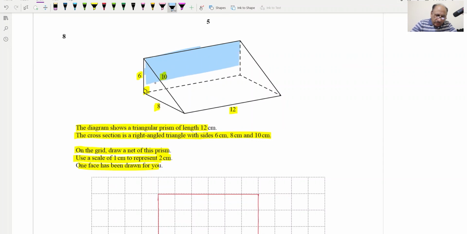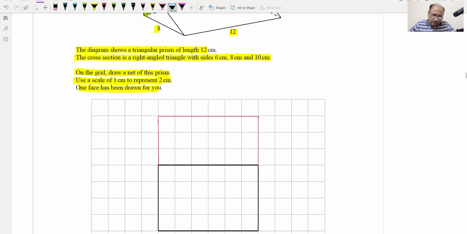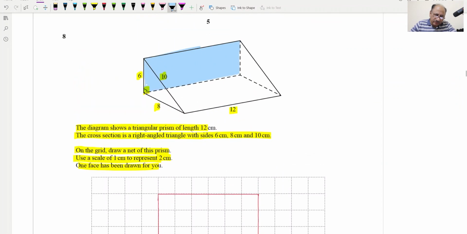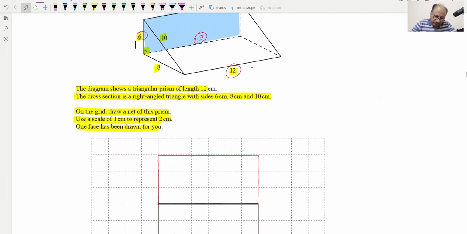Hopefully you are understanding. This is the 6 and 10 side which we have drawn, and then this is 6 and 12 side. Yes, this is the 6 and 12 side, not 10. So this side is 12, so this side will also be 12. So the 6 and 12 side is this one. We can write here 6 and this side is 12.